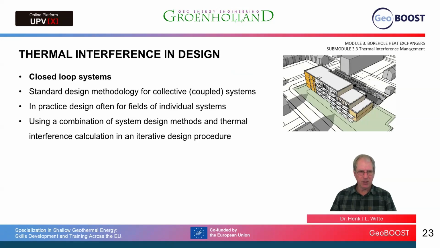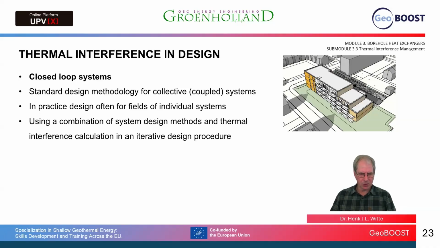In fact, in practice, we often need to design fields of individual systems where they are not coupled, and we need to account for the thermal effects between these systems, but every system can have a different heat pump, a different energy demand profile, a different number of boreholes, and different depths. This can be done for an apartment building where we have different heat exchangers for a number of apartments using the heat exchangers together, or each individual apartment having its own heat exchanger, for instance. Both systems exist. How do we do this?